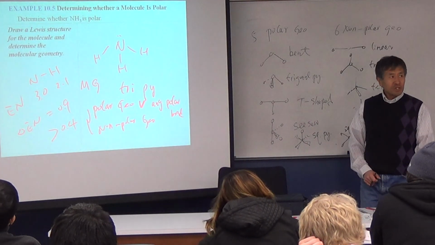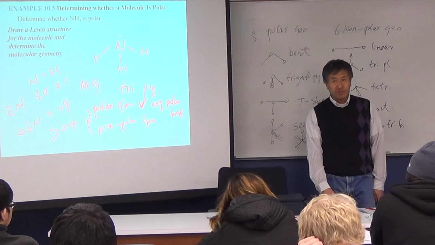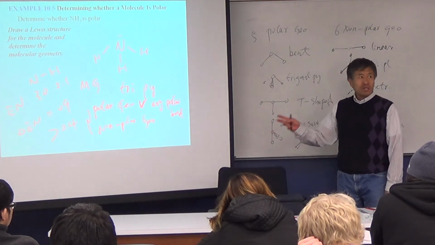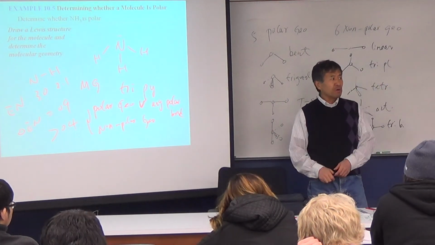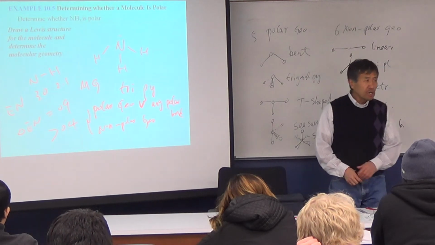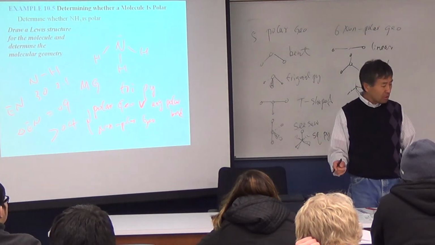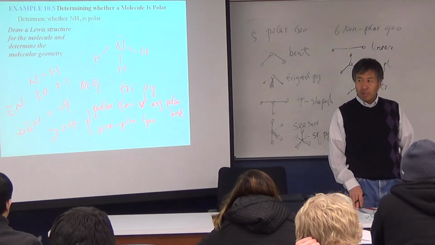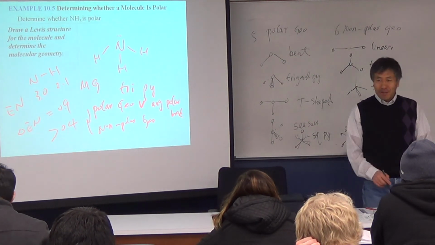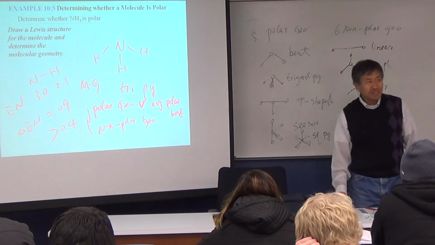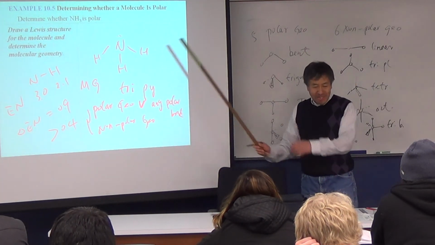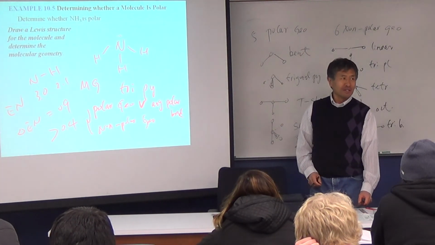So step by step: you first see the geometry, because it is a polar geometry, then just examine any of the bonds. If any one of the bonds is polar, your molecule becomes polar. So our conclusion is that this ammonia molecule is polar. It's so important, because that means you have electrons on this end that can do a lot of chemistry.